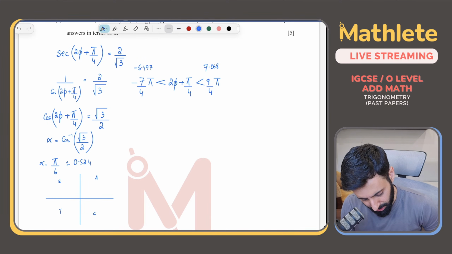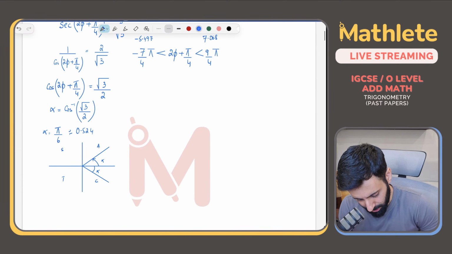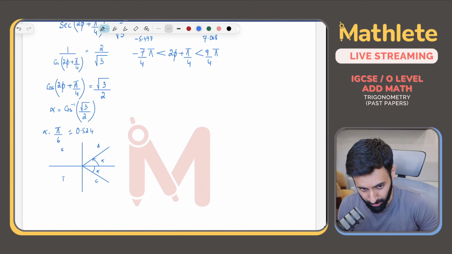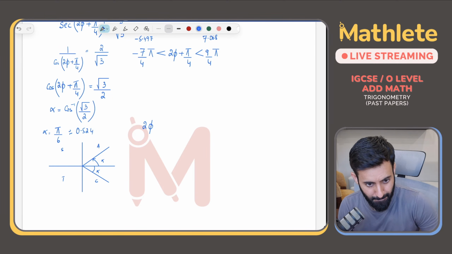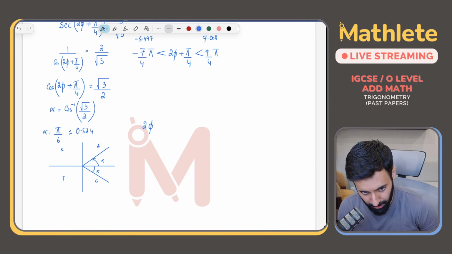Now, cos is positive, which means it's going to be in the first and the fourth quadrant. So here's alpha and here's alpha. First let's find all the positive solutions, then we will look at all the negative solutions. So 2 phi, yes, it is possible to subtract 2 pi.